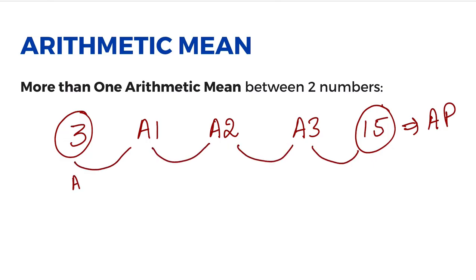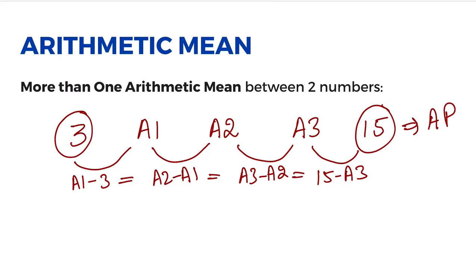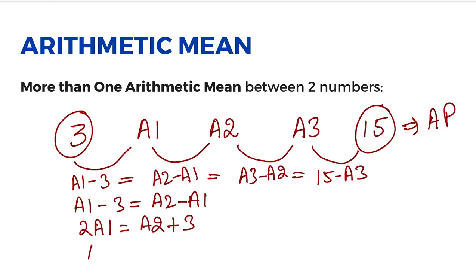So the difference between these two is A1 minus 3, this is A2 minus A1, this is A3 minus A2, this is 15 minus A3, and so on. These all are equal. You can solve it however you want, correct? So you can solve it like A1 minus 3 is equal to A2 minus A1. Use these two pair. So this will become 2A1 is equal to A2 plus 3. So A1 is something like (A2 plus 3) by 2.